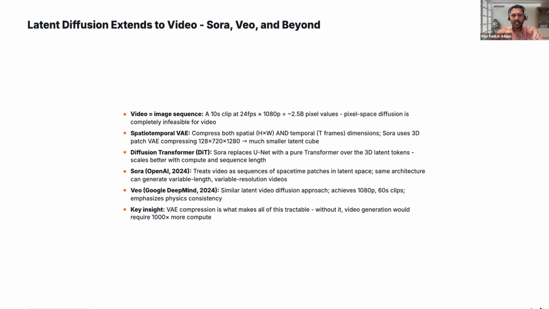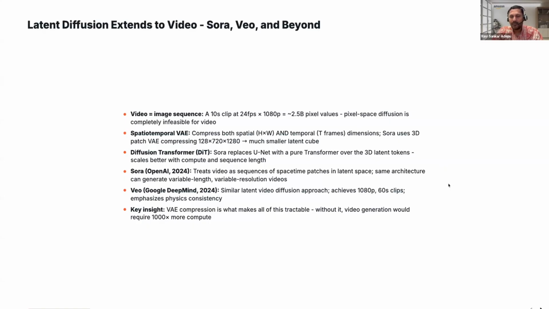And this latent space matters beyond images. If pixels were expensive, video is ridiculously expensive. Now you have a stack of frames, so it's height times width times time. A few seconds of HD video is billions of numbers. There's no way you're running diffusion directly on that. So the same trick scales up.